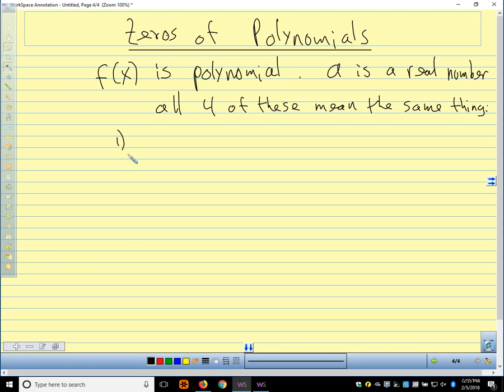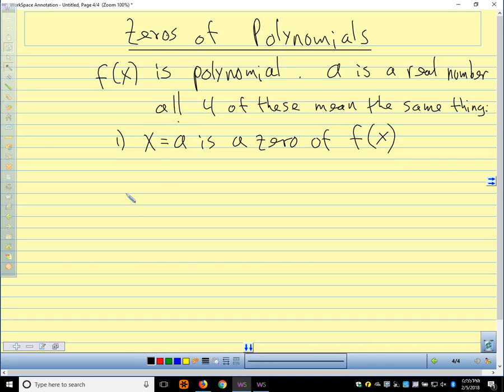One, x equals a is a 0 of f of x. So 0 means we plug in a for x and we get out 0. That's one of the 4 things that are all going to mean the same thing.